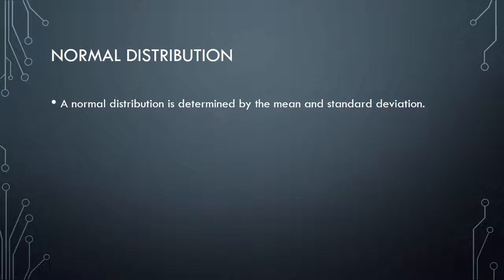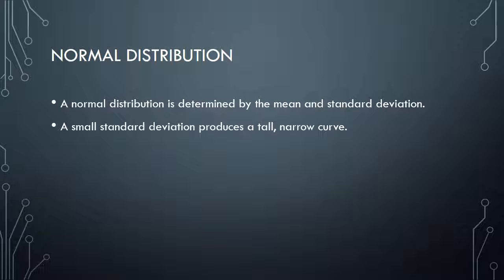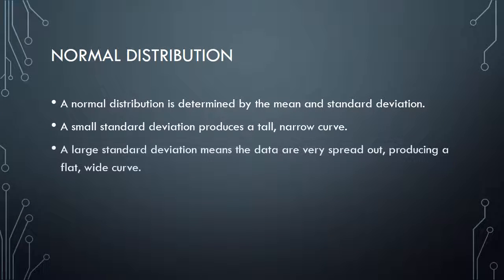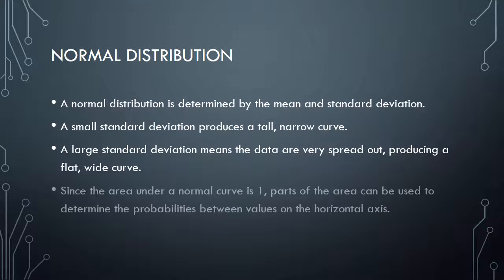Now, a normal distribution is determined by the mean and the standard deviation. As we just saw a minute ago, a small standard deviation produces a tall, narrow curve, and a large standard deviation means the data are very spread out, and it gives you a flat, wide curve. Since the area under a normal curve is 1, we can find parts of the area, and they can be used to determine the probabilities between data values on the horizontal axis.